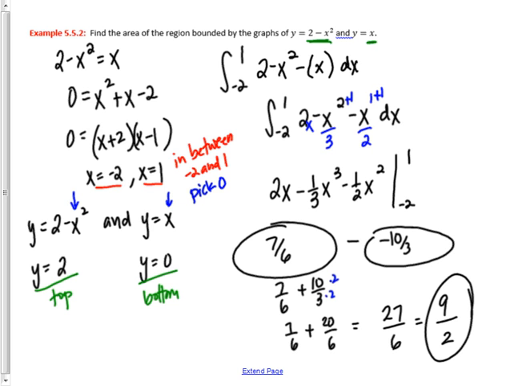Okay, so again, when you get those limits of integration, to decide which one's on top or bottom, pick a number that falls in between those. So I picked 0 and plug it in both graphs. The highest value is the top one, the lowest value is the bottom one.